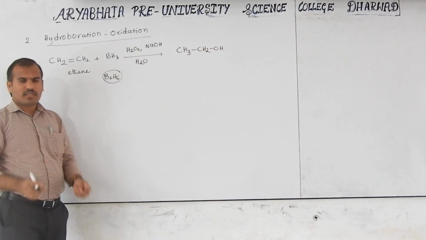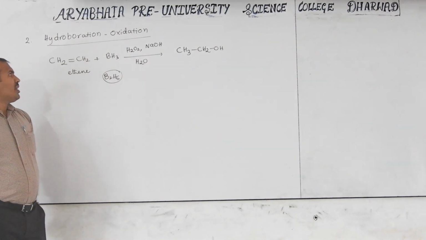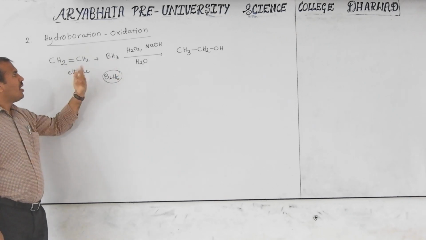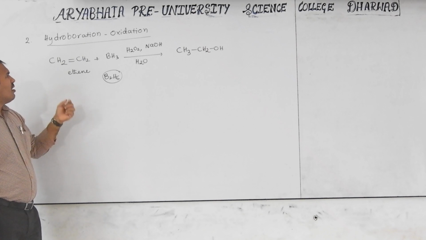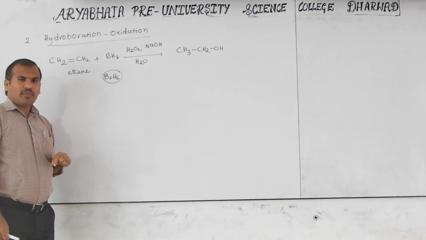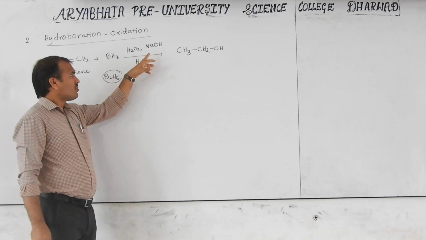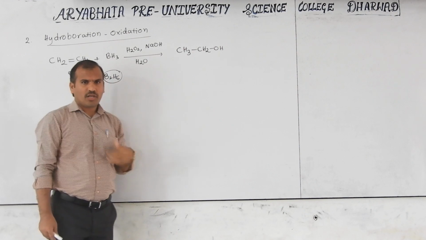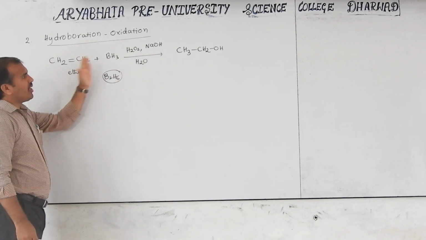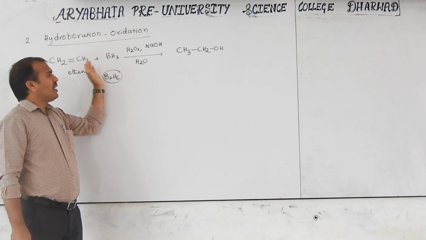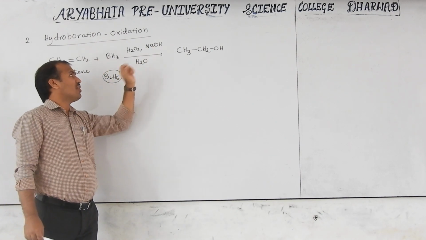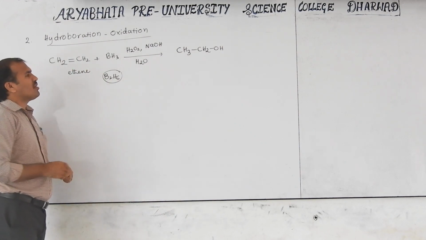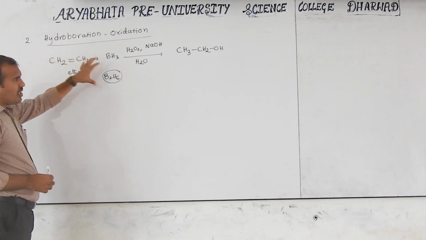This is the simplest reaction. Now you have to write a statement. The alkene reacts with diborane and forms an adduct, a trialkylborane. Next it reacts with aqueous sodium hydroxide and gives the alcohol. How to write the statement? The alkene reacts with diborane, and next it reacts with aqueous NaOH, and it gives the alcohol. Read the clear statement in your textbook. So this is the general reaction.